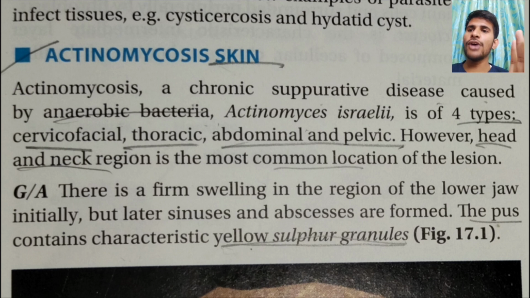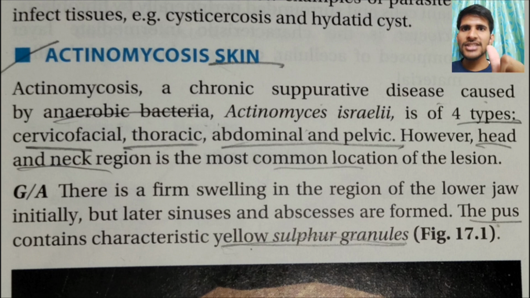First, grossly we will see how it will appear. On gross appearance, there is a firm swelling in the region of the lower jaw initially, but later sinuses and abscesses are formed. The pus contains characteristic yellow sulfur granules. So what you can see, there is formation of a sinus, at the angle of the jaw or upside of the jaw or neck region. There is formation of abscess, and the draining pus is present, and yellow color sulfur granules are present. It is a chronic suppurative disease.